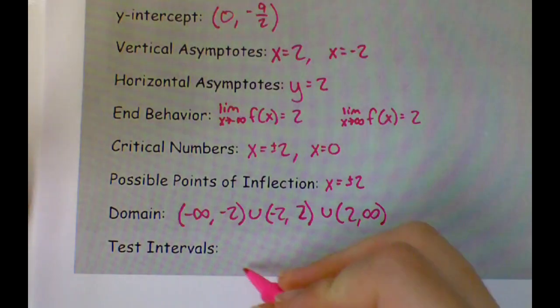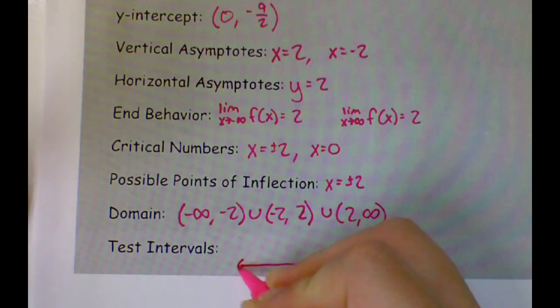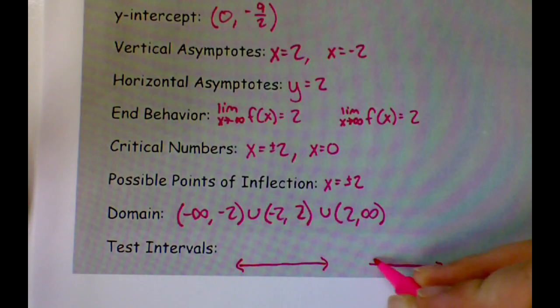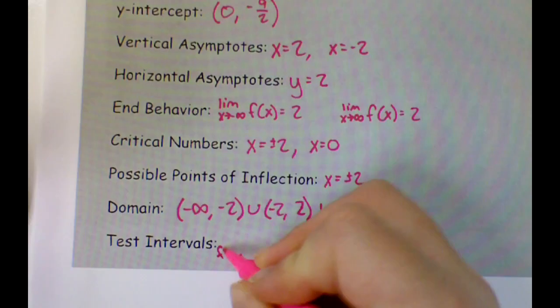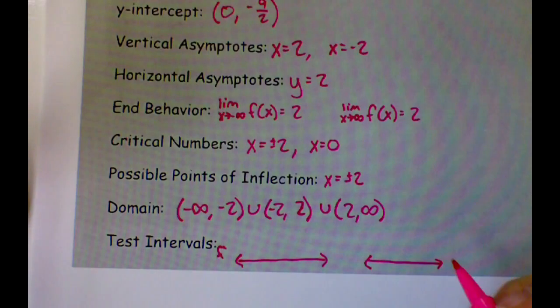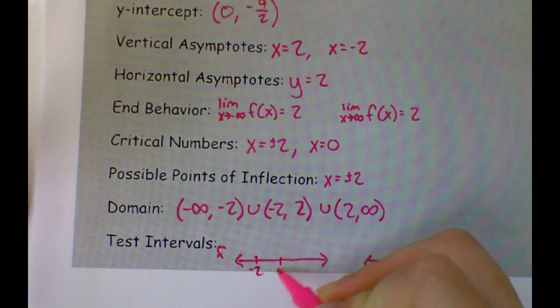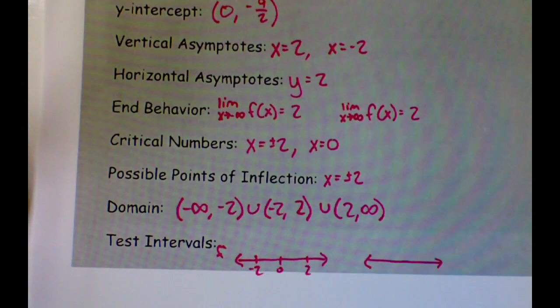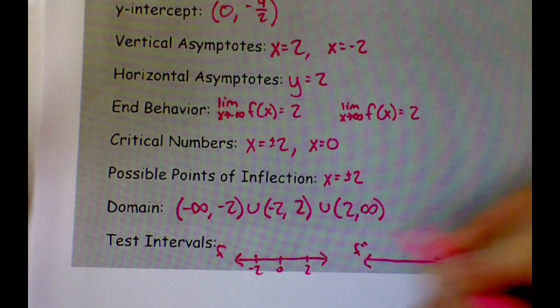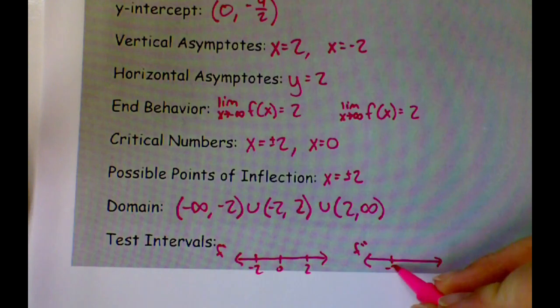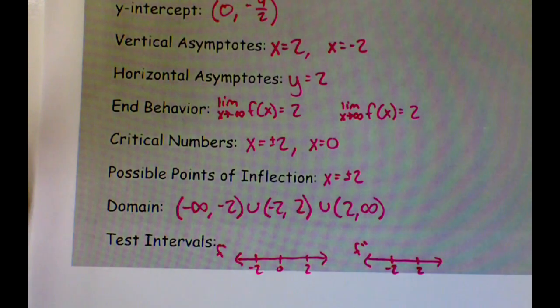And then our test intervals. We're going to make 2 different number lines here. For the first derivative, f prime, we need negative 2, 0, and positive 2, all those critical numbers. And for the second derivative, f double prime, we just need negative 2 and positive 2.